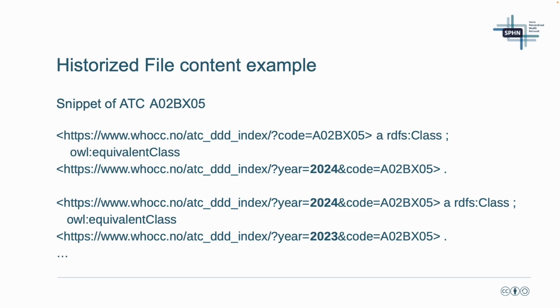This slide shows you a snippet of the content of these historized turtle files with the example of the ATC code that we had previously. You can observe that the class with the unversioned URI is linked to the 2024 version of the code through an OWL equivalent class. Then the 2024 version of the code is linked to the 2023 version because they had no differences in their labels. And this chain of information is propagated until a change was possibly identified.